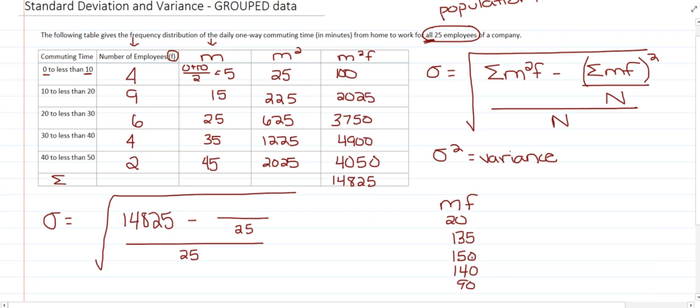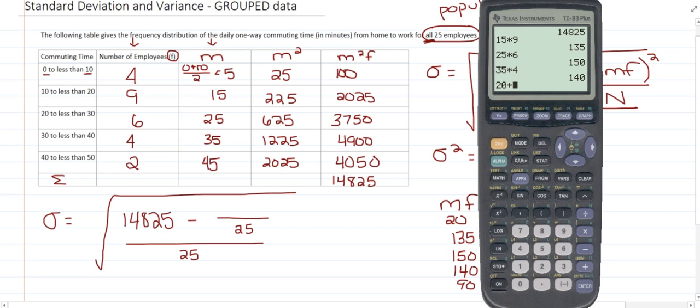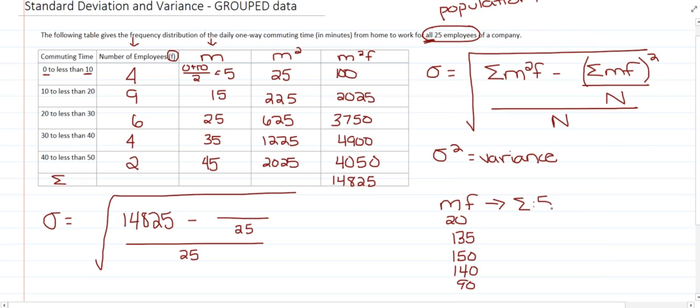And let's go ahead and find the sum of this. I'm just going to add all of these together, and that is going to be 20 plus 135 plus 150 plus 140 plus 90. So it's going to be 535. All right, so I can start filling this in. The sum of the midpoint times the frequency is 535, and I want to square that.